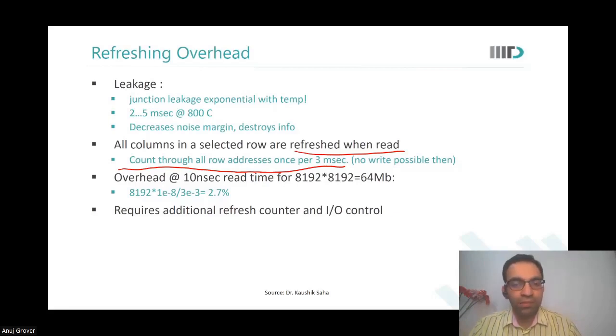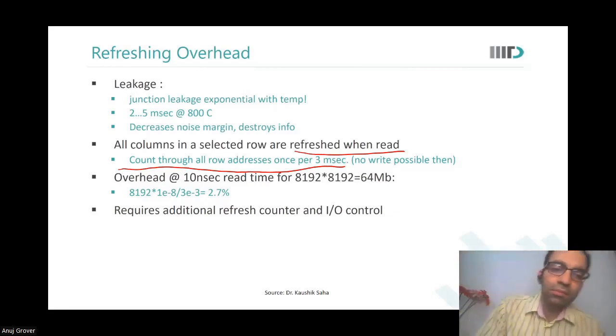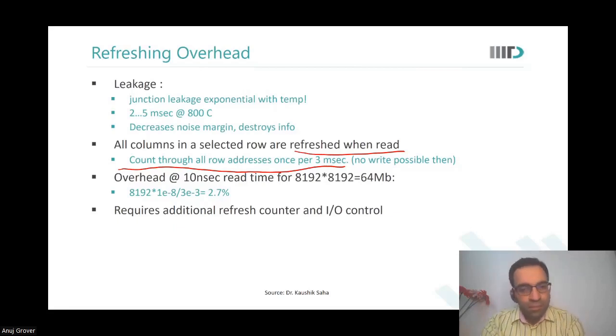Are you with me? Are you able to see this? Yes, sir. And this also gives a brief quick calculation of that. If there is an 8192 cross 8192 array and every access is 10 nanoseconds, how much total time is lost in refresh? So that overhead is also being calculated. Is that okay? Any questions?